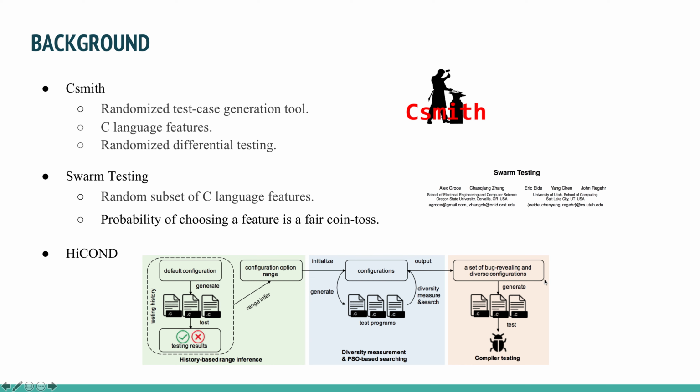The recent state-of-the-art approach, HiCOND, utilizes historical data such as test programs generated by the Csmith default configuration. It first infers the range for each option in the test configuration where bug-revealing test programs are more likely to be generated, based on historical data. Then it identifies a set of test configurations that can lead to diverse test programs through a search method such as particle swarm optimization. Finally, based on the set of test configurations, HiCOND generates test programs through Csmith which are likely to be bug revealing and diverse.